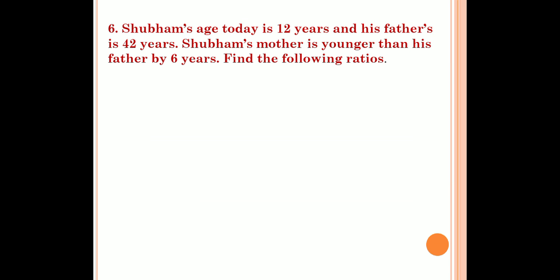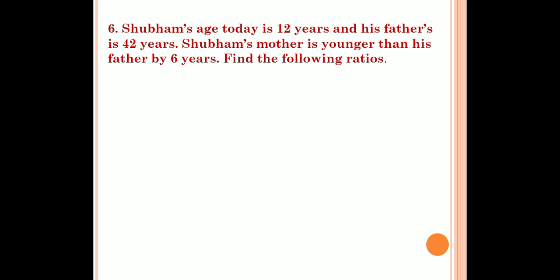Now the sixth sum. Now why have I not done the fourth and the fifth sum? It's because the fourth and the fifth sum have been omitted. It is not there for this academic year. So that is why we have directly jumped to the sixth sum.